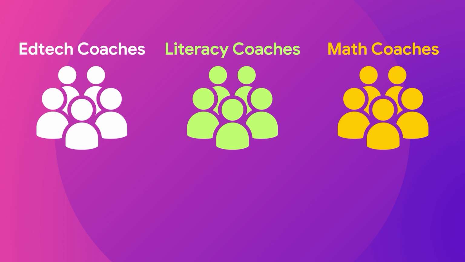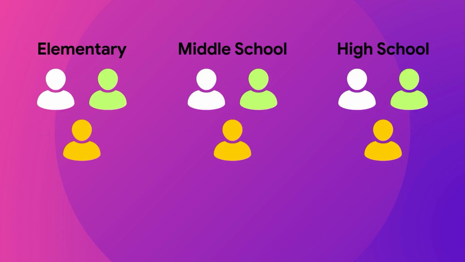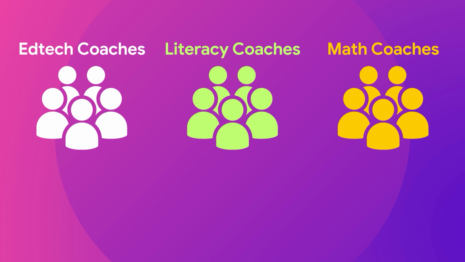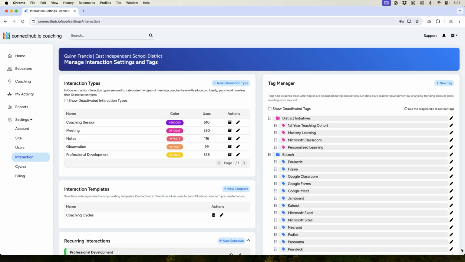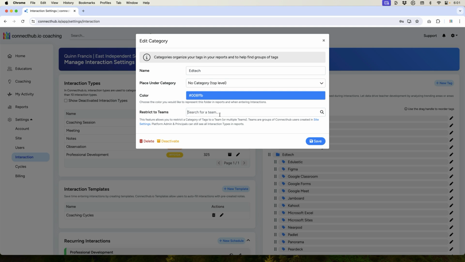Teams allows you to customize if teams can view other teams' interactions or if you only want coaches to see the interactions within their team. So looking at these 3 schools, elementary, middle, and high school, you can customize visibility settings so that coaches who share the same building can view each other's interactions, or you can restrict visibility within the team itself. Additionally, you can customize your interaction types and tags to only be visible and used by specific teams of coaches. Like this category of EdTech tags, I can limit it to only be accessible by the EdTech coaches.